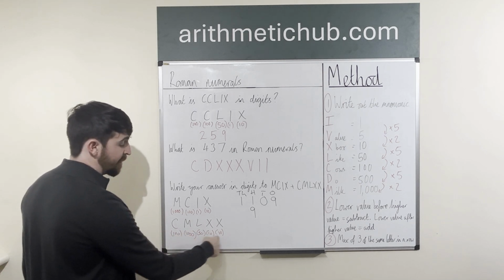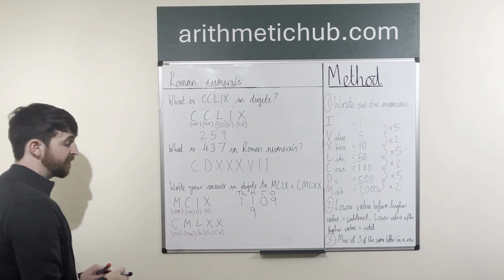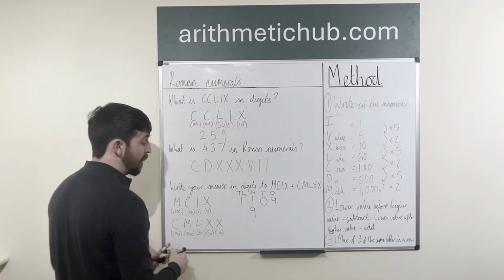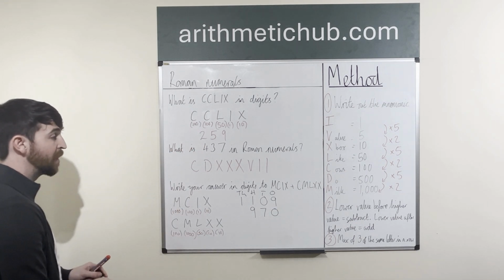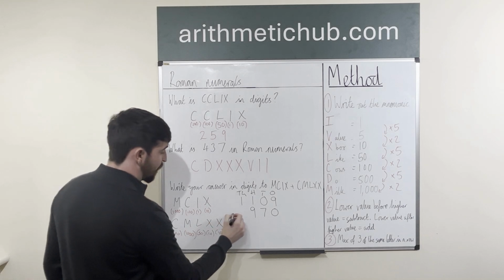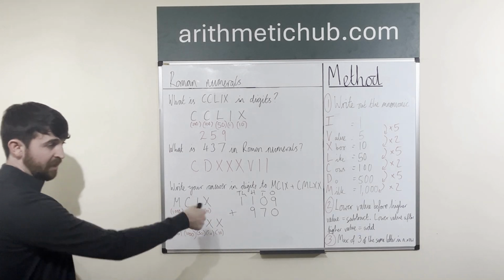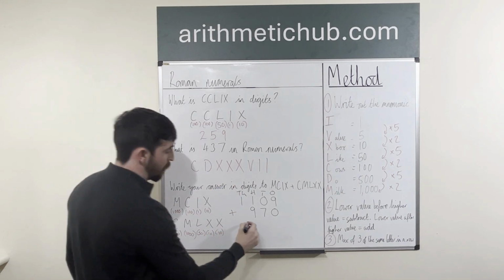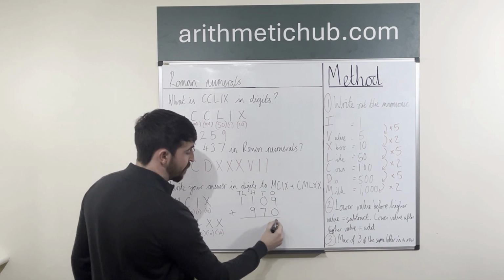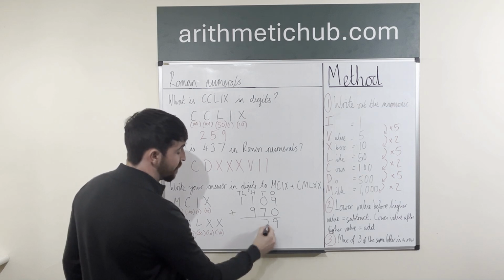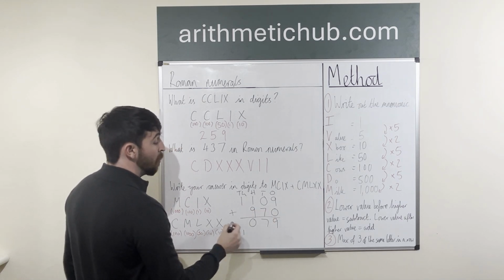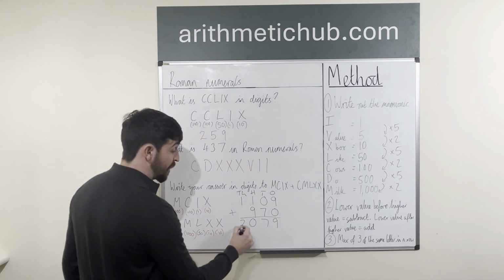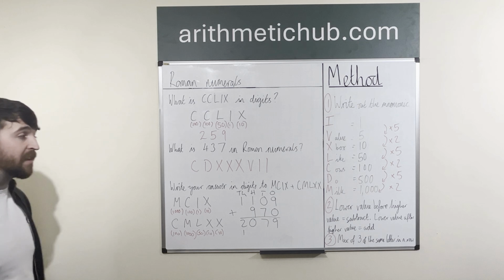50 add 10 is 60, add 10 is 70. So, 970. It's an addition, isn't it? So, write your answer in digits to this calculation. So what we would do is 9 add 0 is going to give me 9, 7 add 0 is going to give me 7, 1 add 9 is going to give me 10, 1 add 1 is going to give me 2, so I've got 2,079.